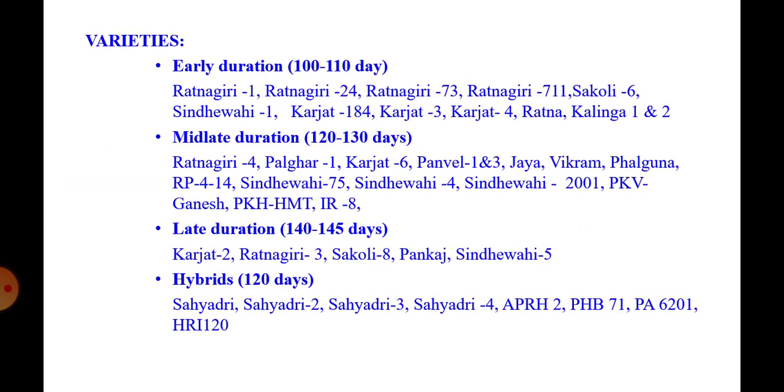The varieties: there is a group of early, mid-late, late, and hybrid varieties. This is given in this slide with days. Early duration requires 100 to 110 days. Mid-late duration requires 120 to 130 days. Late duration requires 140 to 145 days, and hybrids require 120 days.